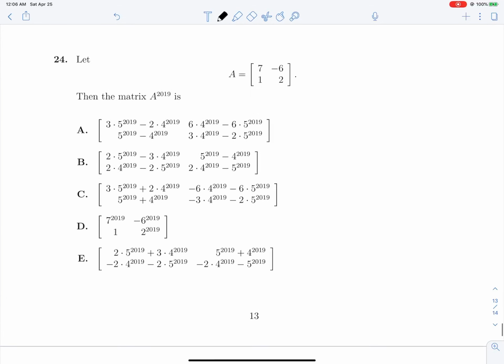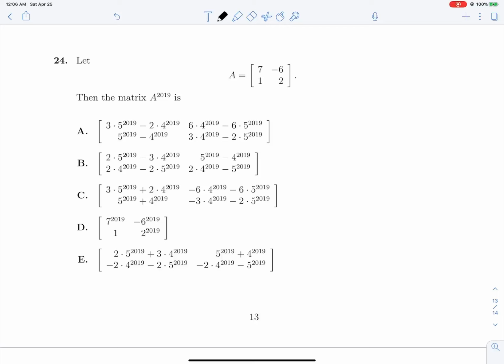Okay. 24. We're taking A to the 2019 power. Aren't they really cool with that very relevant power right there? I wonder if we'll get a 2020. Maybe. We'll see. So we know that if we can diagonalize A, we can take A to the kth power and set that equal to P D to the kth power P inverse, where D is a diagonal matrix and P is an invertible matrix formed from the eigenvectors of A. So let's find the eigenvalues and eigenvectors of A.